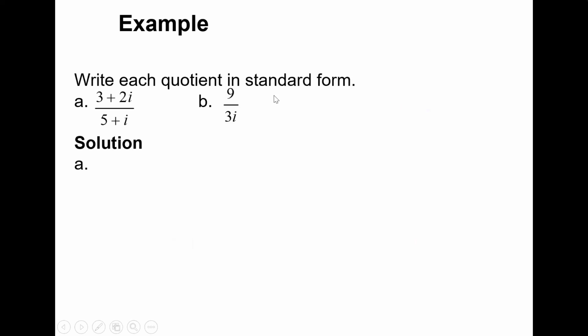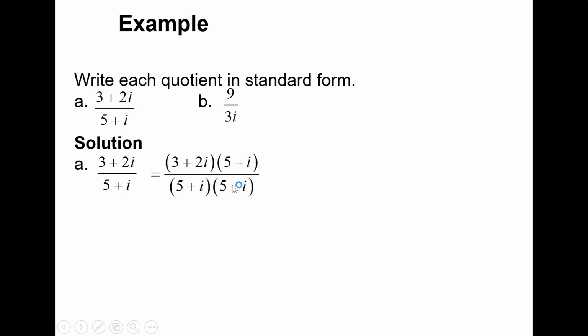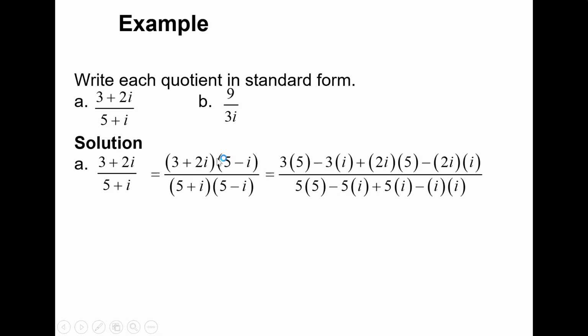All right, now we want to write each quotient in standard form, which means we don't want a denominator with an i in it. So we're going to have to multiply by the conjugate. The conjugate of that is going to be minus i. Now we multiply everything out and it gets long and drawn out here. So we're going to have 15 minus 3i plus 10i and then minus 2i squared. And then here we're going to have 25 plus 5i minus 5i and then minus i squared.